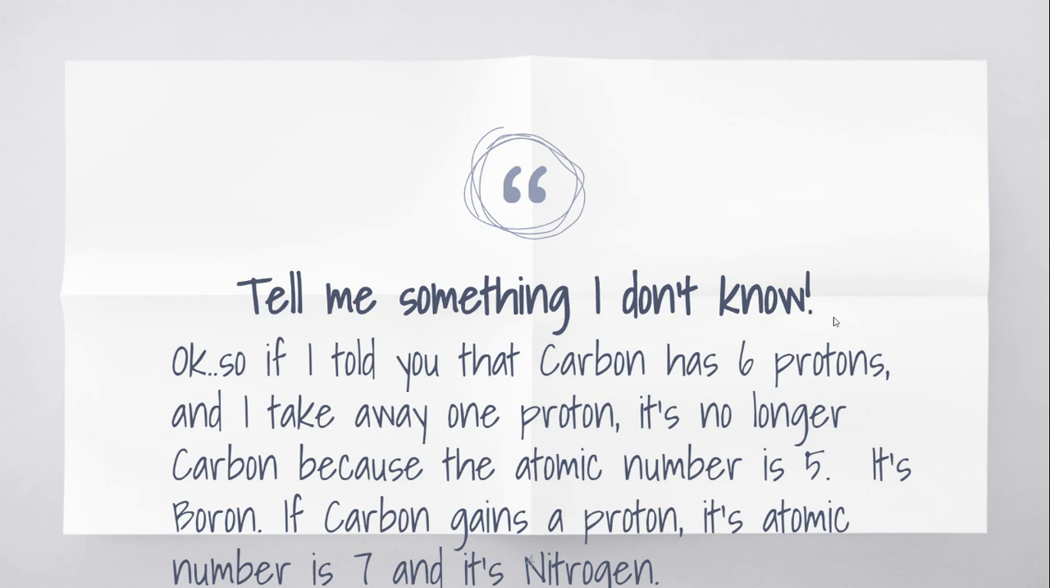But hey, tell me something I don't know. All right, so what if I told you that carbon has 6 protons, and I take 1 proton away? It's no longer carbon, because now we've changed the atomic number and it's 5. But if I took that proton and gave it back to carbon and I added another one so that now I have 7, my atomic number is now 7, meaning I'm no longer carbon, I'm now nitrogen.